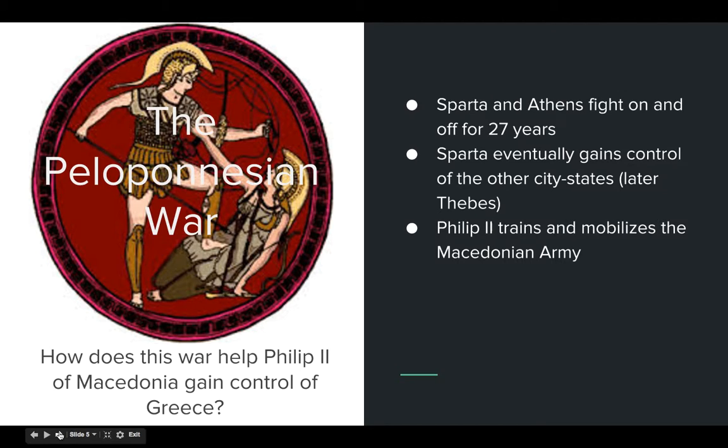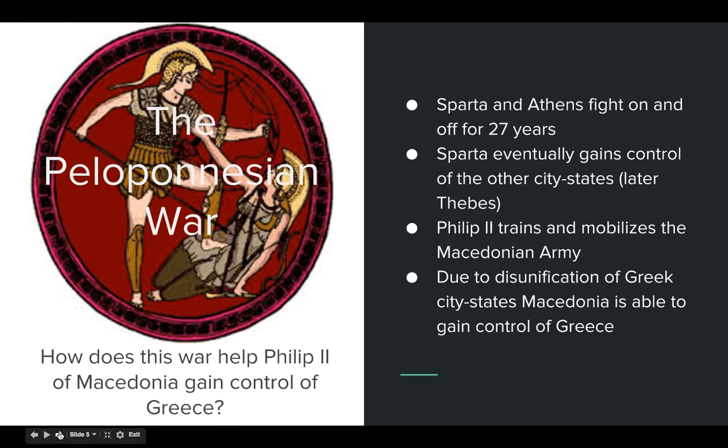So during this time period, Philip II is in the north and he's training and mobilizing a Macedonian army. He was able to take those scattered tribes, bring them all together, and really advance warfare in terms of his technology and his strategies.